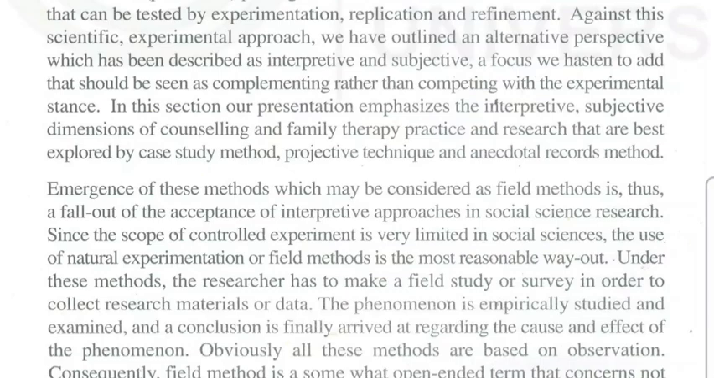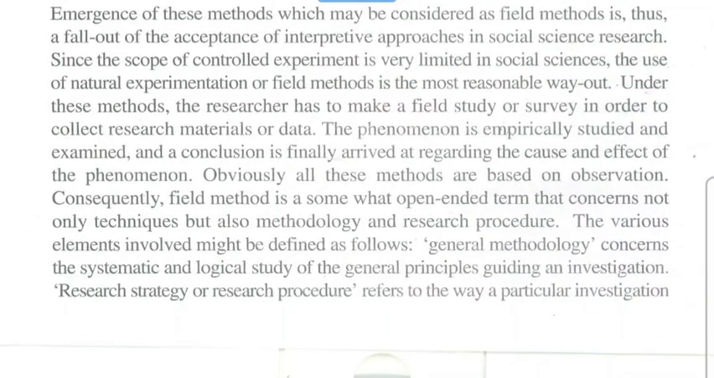Since the scope of controlled experiment is very limited in social sciences, the use of natural experimentation or field methods is the most reasonable way out. Under these methods, the researcher has to make a field study or survey in order to collect research materials or data. The phenomenon is empirically studied and examined, and a conclusion is finally arrived at regarding the cause and effect of the phenomenon. Obviously, all these methods are based on observation. Consequently, field method is a somewhat open-ended term that concerns not only techniques, but also methodology and research procedure.